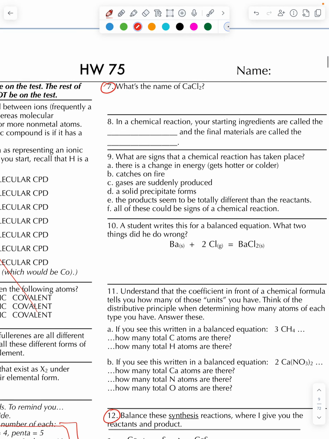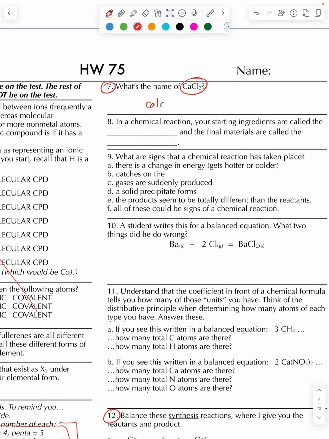Then we did this little trick question. After doing all those molecules, I probably caught a lot of you that called that calcium dichloride. Is this a molecular compound? No, that's ionic. Different naming rules.